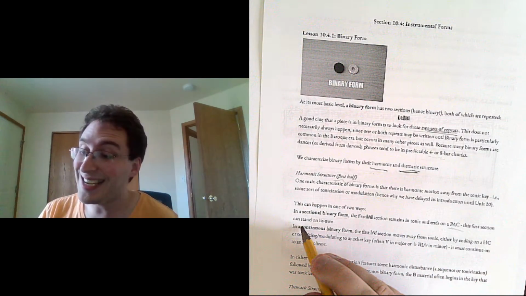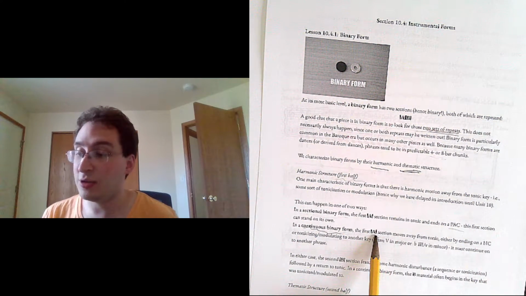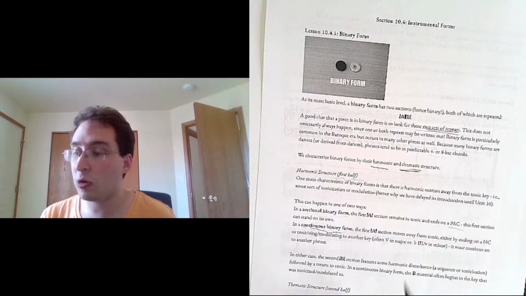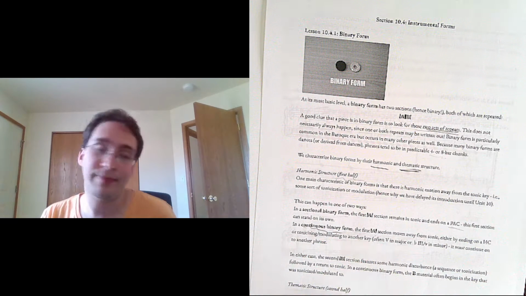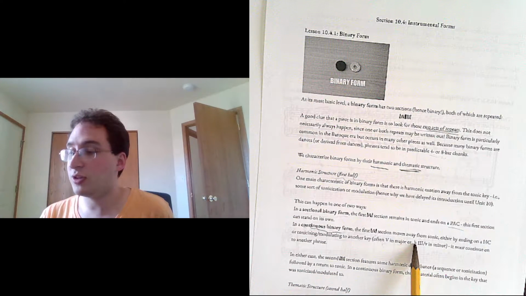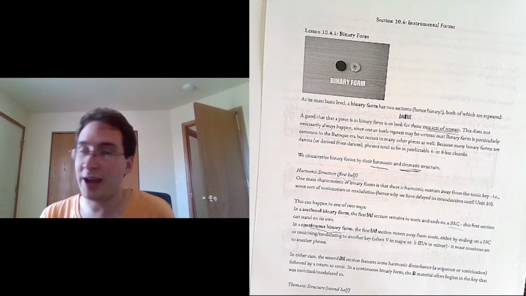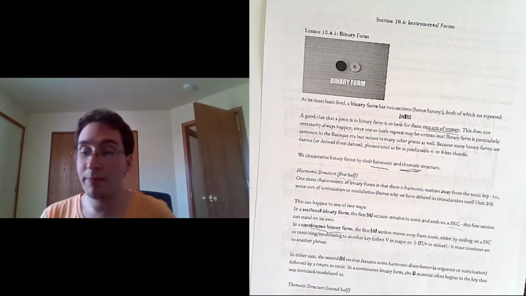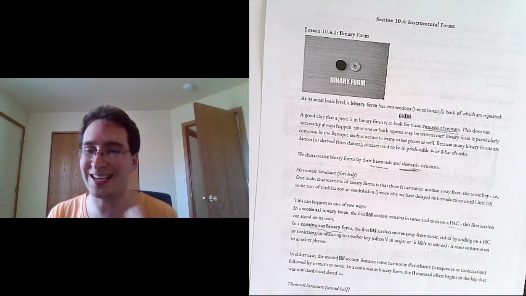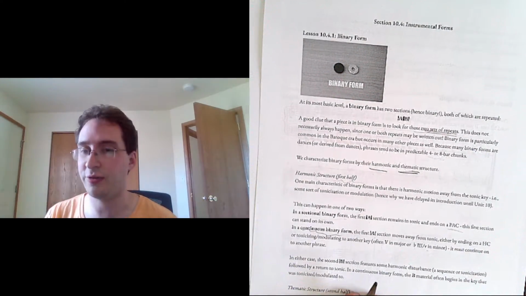If it's a continuous binary form, then your A section modulates away from tonic. It either ends on a half cadence or it tonicizes or modulates another key. If you're in major, most often it would go to 5. It would go to either flat 3 or minor 5 if you were in minor, probably. But the reason it's called continuous is that the music couldn't end there. It doesn't feel like it's done. It needs to continue on to another phrase.